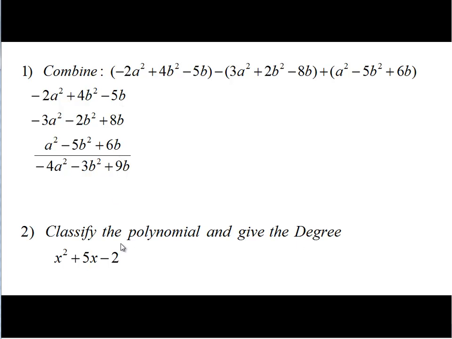Okay, classification. There are 3 terms, so that's a trinomial. And the degree is the biggest power. This is 1. There's 2. That's a bigger power, so 2 is the degree.